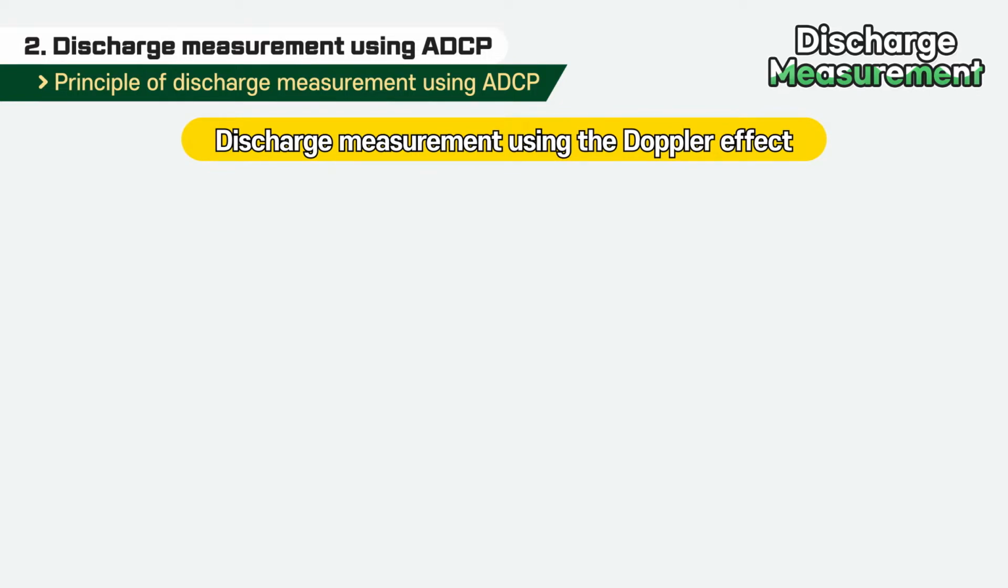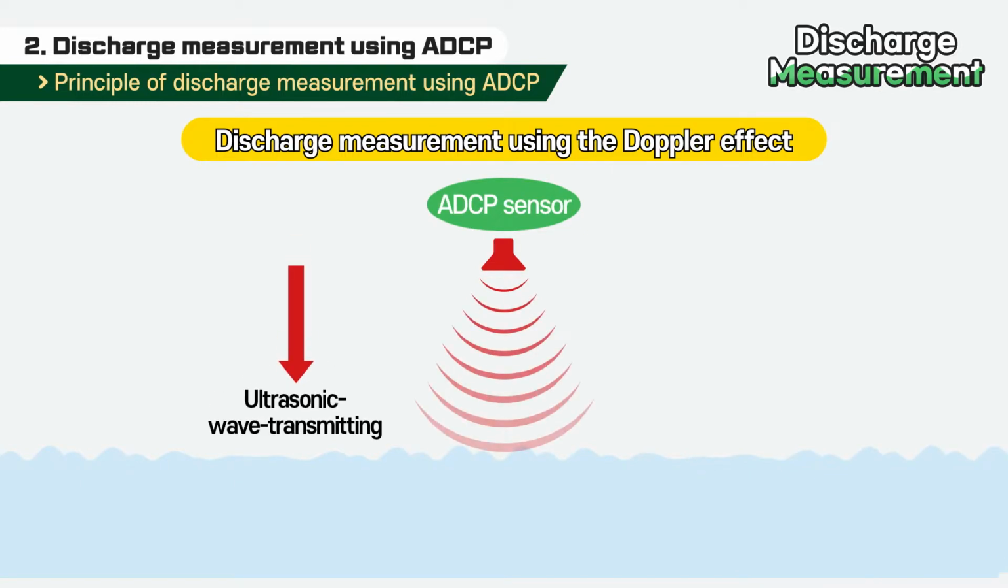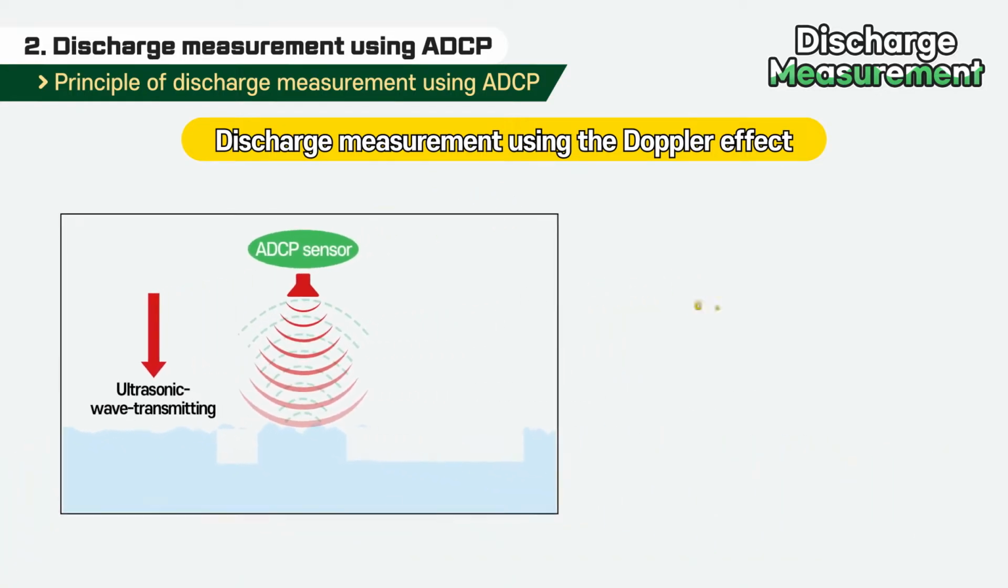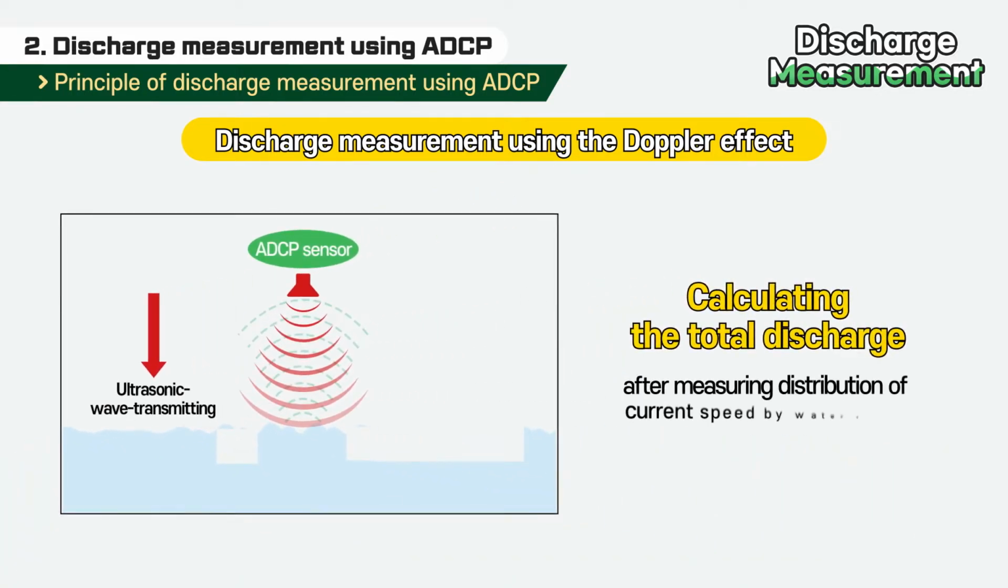A sensor mounted on the ADCP transmits ultrasonic waves of a certain frequency into the water and collects echoes that are reflected when bouncing off floating particles. The total discharge is calculated by measuring the distribution of the current speed by the water depth, using the time difference of echoes going back at this time.